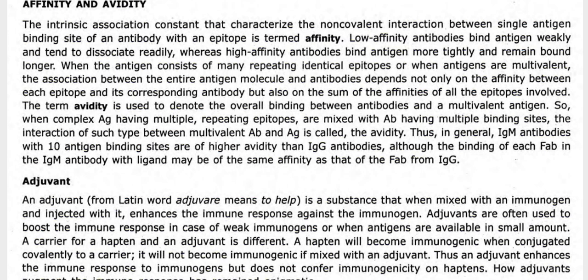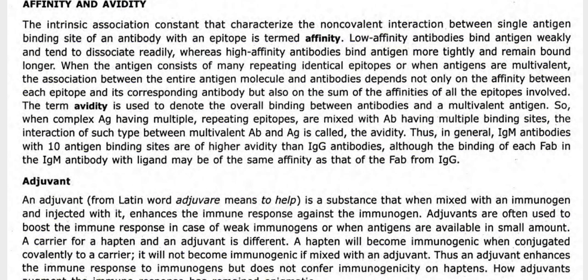When the antigen consists of many repeating identical epitopes, or when antigens are multivalent, the association between the entire antigen molecule and antibodies depends not only on the affinity between each epitope and its corresponding antibody, but also on the sum of the affinities of all epitopes involved. The term avidity is used to denote the overall binding between antibodies and a multivalent antigen.